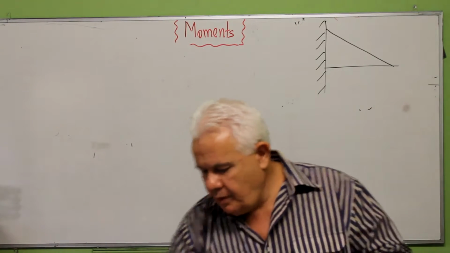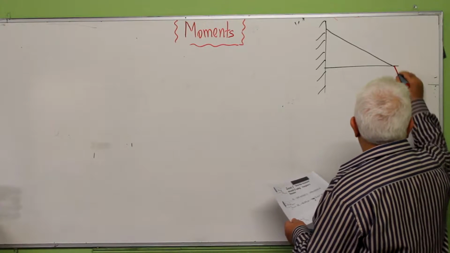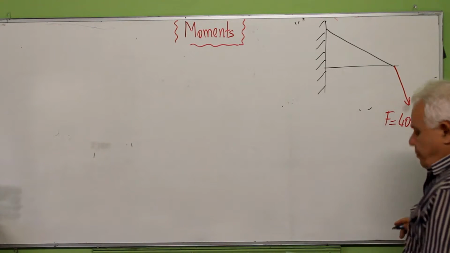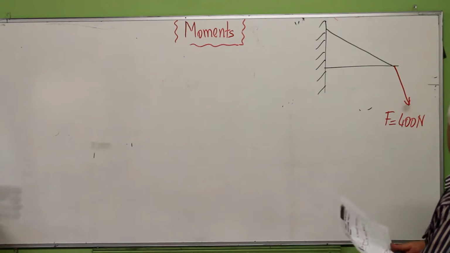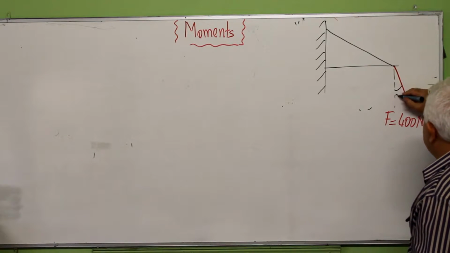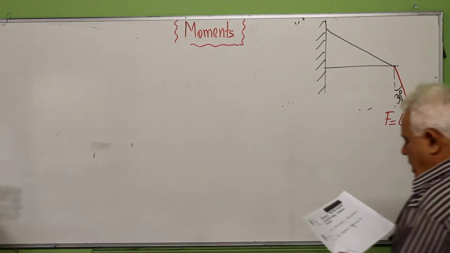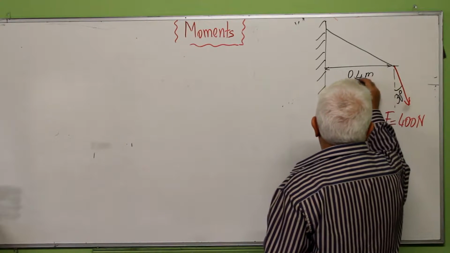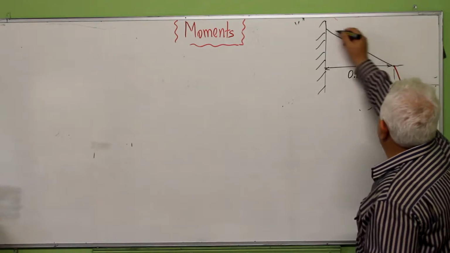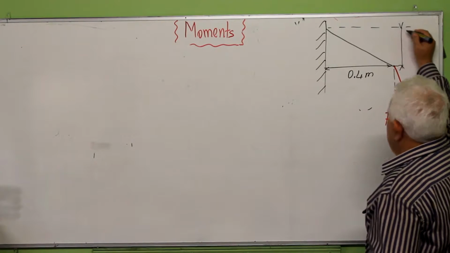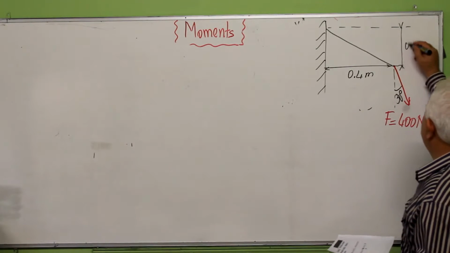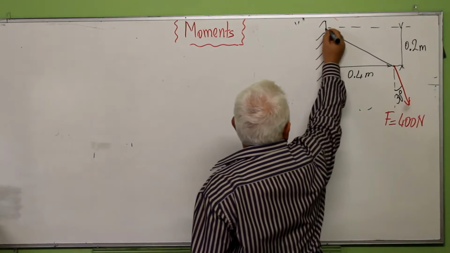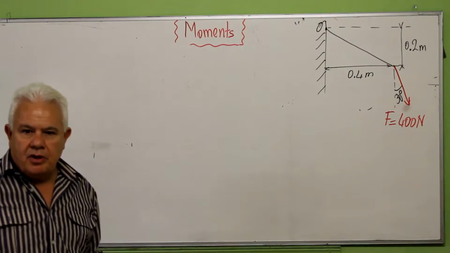We have a force of 400 newtons applied at an angle of 30 degrees here, and this distance here is 0.4 meters, and from here to here is 0.2 meters, and we want to calculate the moment of this force about this point O.